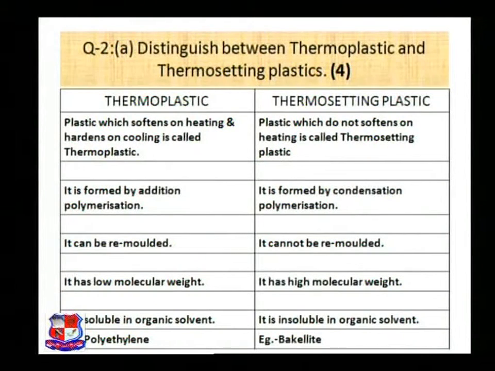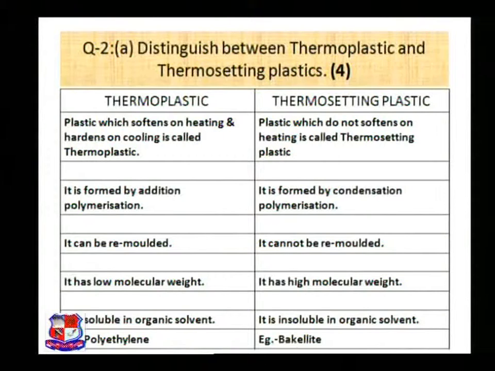The first difference is definition and the last difference is the example, whenever you are attempting any kind of difference in the paper. That is the general trend you can follow. So what is the definition now? Plastic which softens on heating and hardens on cooling is called thermoplastic. Plastic which does not soften on heating is called thermosetting plastic. Okay, so this is very important.